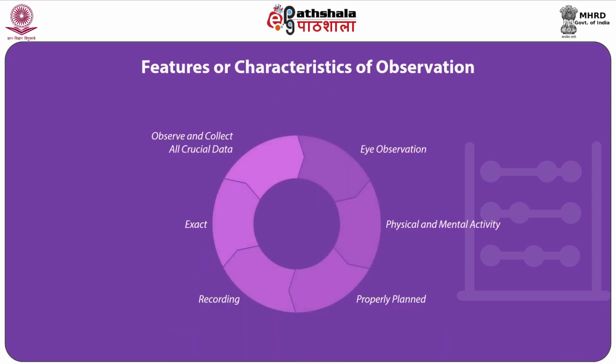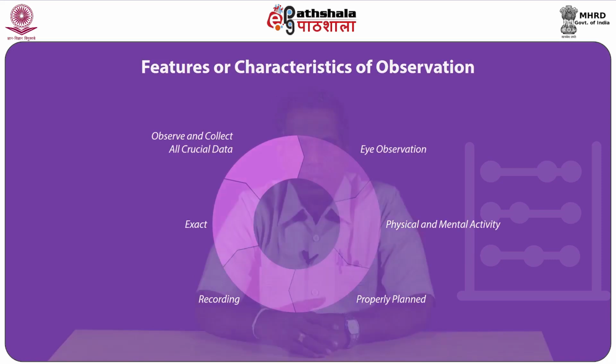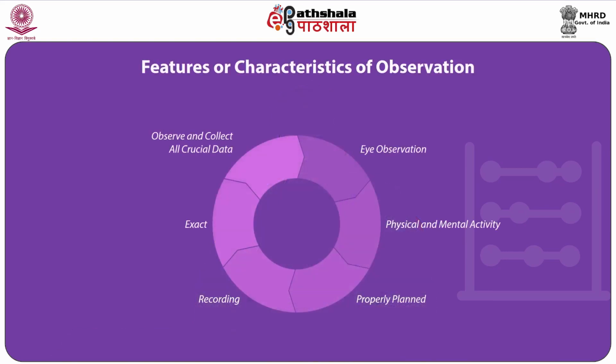The basic features or characteristics of observation are, firstly, eye observation. Observation mainly involves the use of eyes, and thereby researchers who use this method only trust if they observe the phenomena with their own eyes.